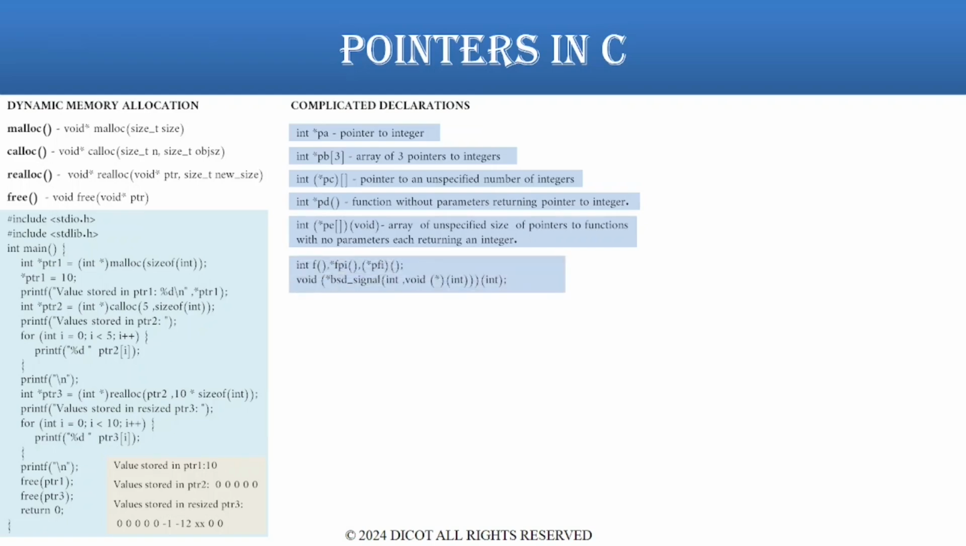F is a function that returns an integer. FPI is a function that returns a pointer to an integer. PFI is a pointer to a function which accepts nothing and returns an integer.